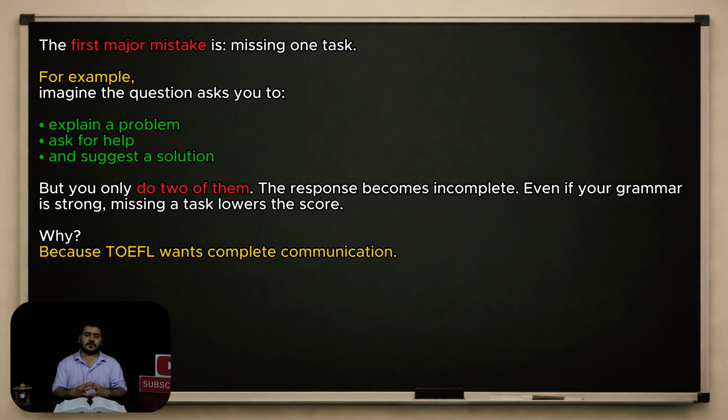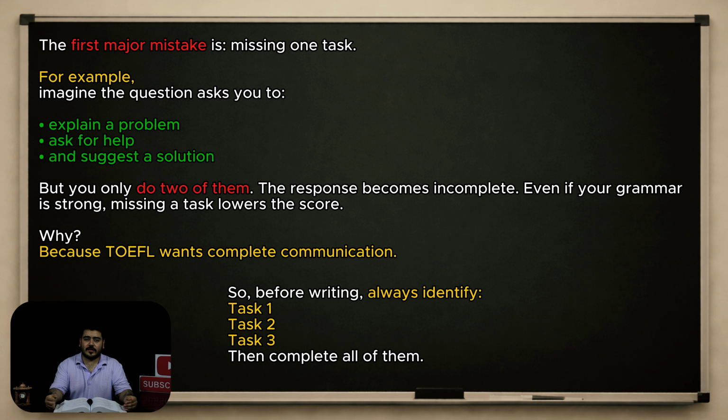The first major mistake is missing one task. For example, imagine the question asks you to explain a problem, ask for help, and suggest a solution, but you only do 2 of them. The response becomes incomplete. Even if your grammar is strong, missing a task lowers the score. Why? Because TOEFL wants complete communication. So before writing, always identify task 1, task 2, task 3, then complete all of them.